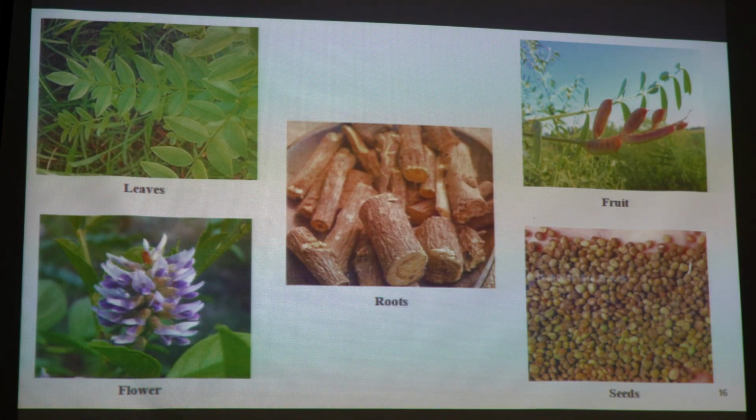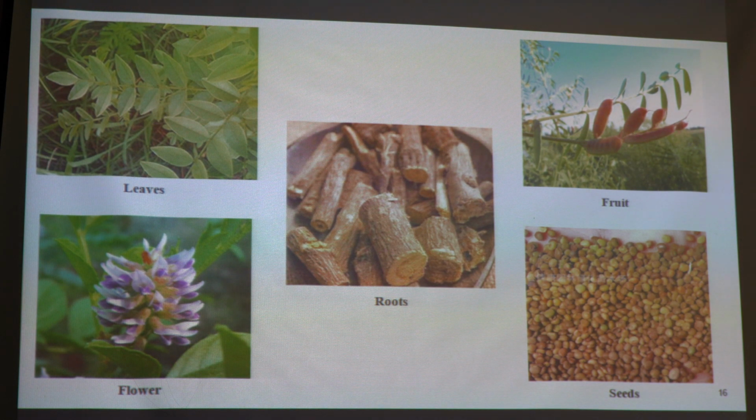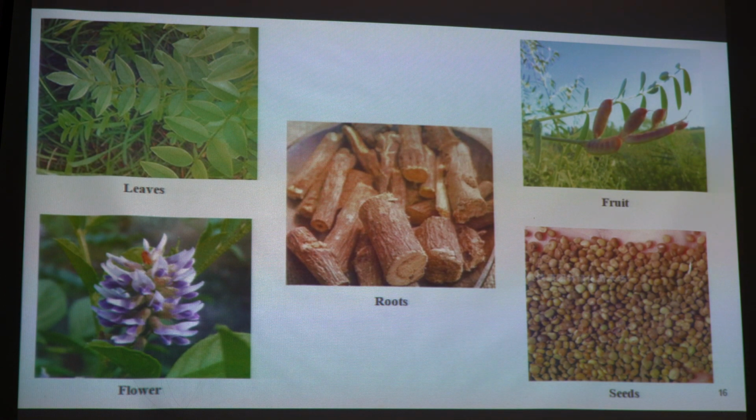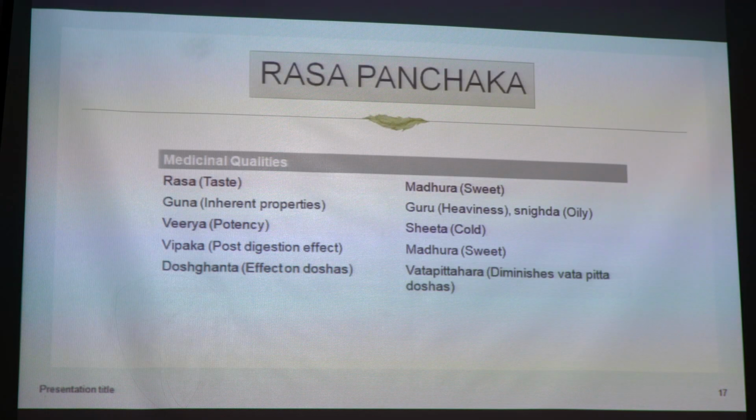You can see the leaves of Yashtimadhu and its flower. Third image is of its roots, then fruit and its seeds. It will help in the identification of this plant in case you are somewhere else.